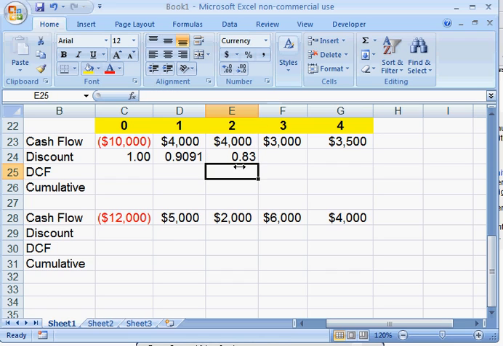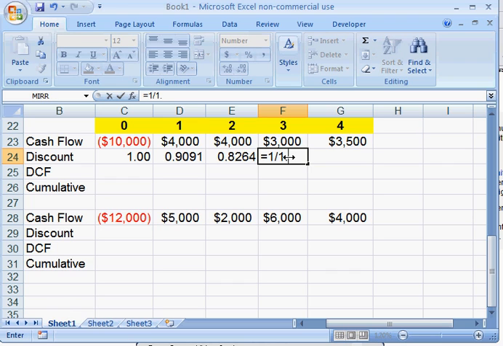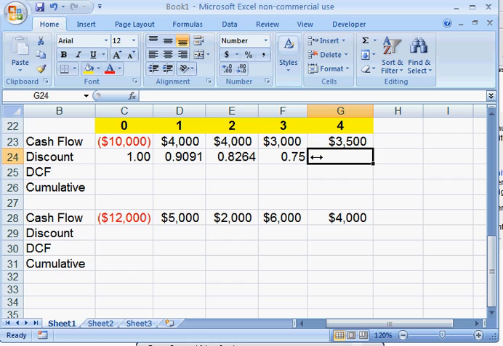So 83, and I'll stretch this out, 82.64. And this is going to equal 1 divided by 1.10 raised to the power of 3, and equals 1 divided by 1.10 raised to the power of 4. And I'll make these have the extra decimal. Okay. Now to get the discounted amount, we simply multiply.